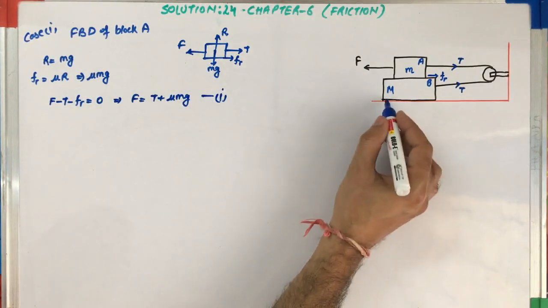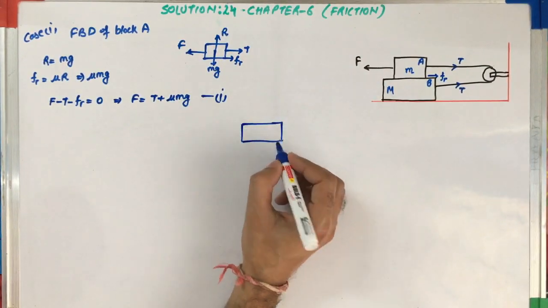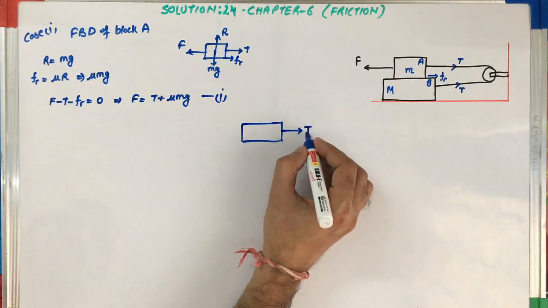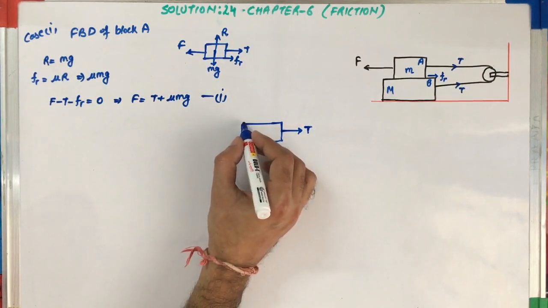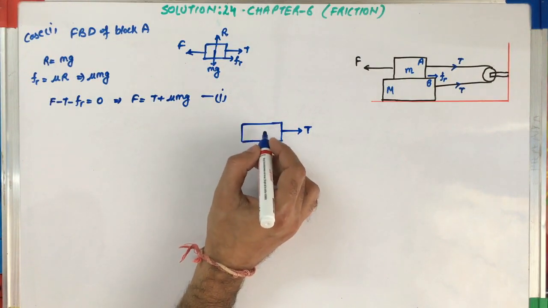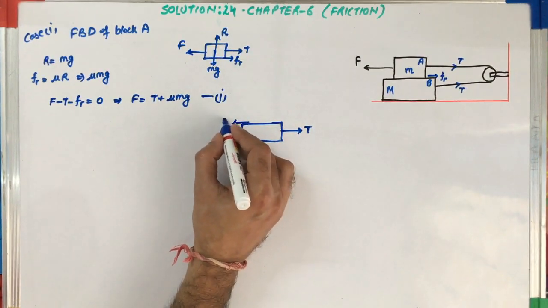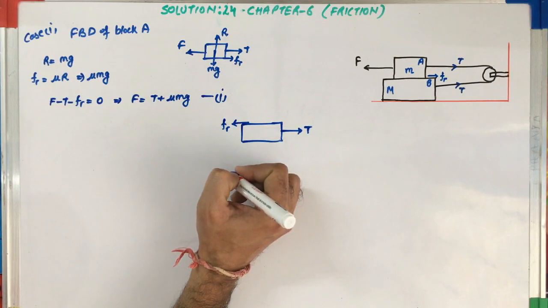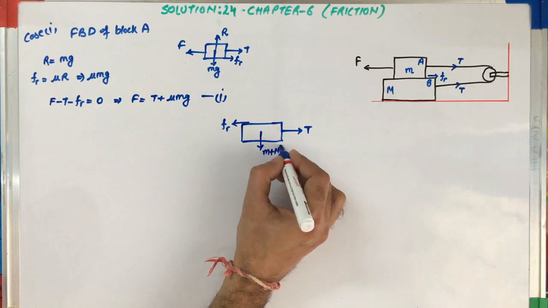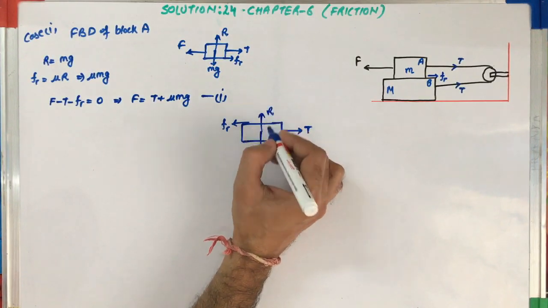Now, the FBD of block B. So this is the block B. The tension in the string will try to pull this in the right hand direction. There will be a frictional force between A and B. This time this block will try to move in the right hand direction, so the frictional force will act in the left hand direction, and that is Fr, right? The total weight, M plus m times g, will act in the downward direction, and the reaction force is in the upward direction.